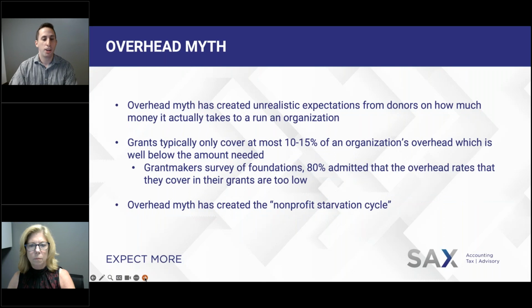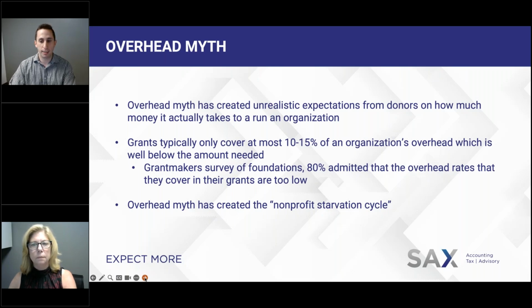So on the next slide, what this ultimately has done is it's created a lot of unrealistic expectations from donors on how much money it really takes to run an organization. Donors have it in their heads now that overhead is a bad thing, so they want low overhead when they're making donation decisions. And that's led nonprofits to feed into that, trying to show low overhead, and creating those unrealistic expectations even further. You see that a lot with what the grants are covering.